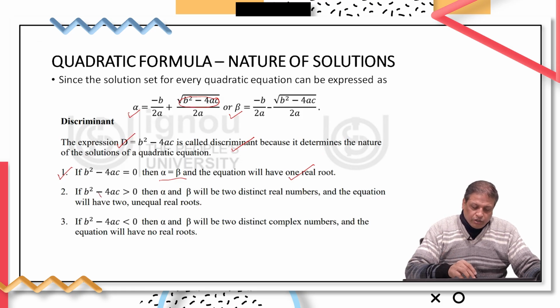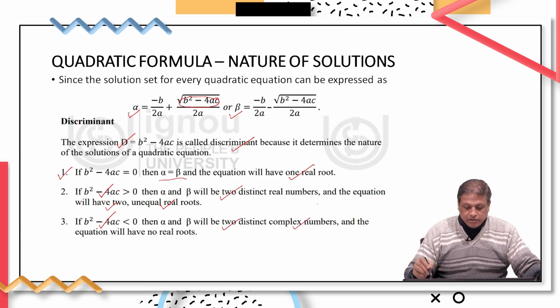Similarly, when b square minus 4ac is greater than 0, then alpha and beta will be distinct real numbers, and the equation will have two unequal real roots. So, in the case of greater than 0, two roots will be there and they are real and unequal. In case b square minus 4ac is equal to 0, then alpha is equal to beta and the equation will have one root.